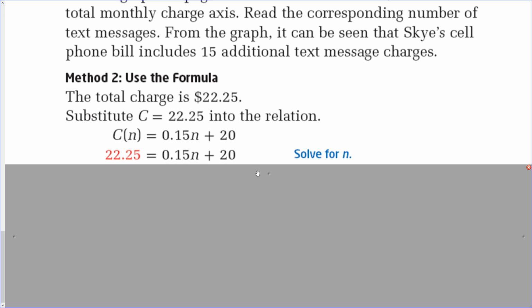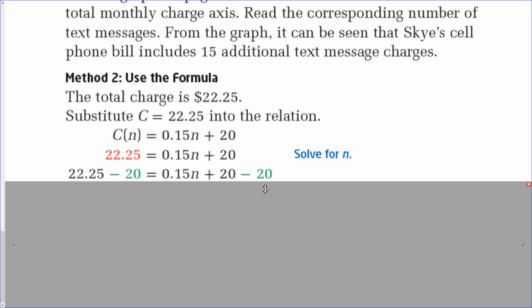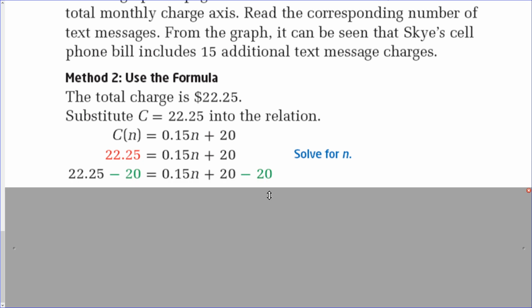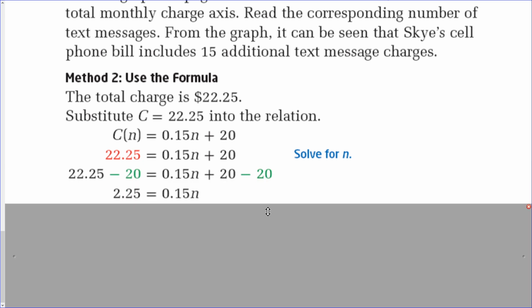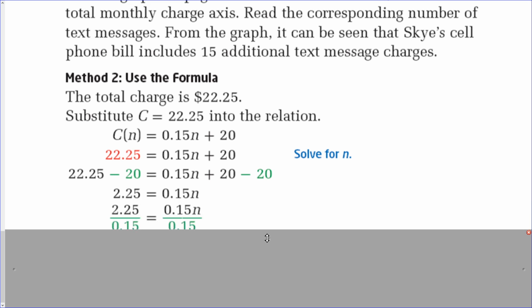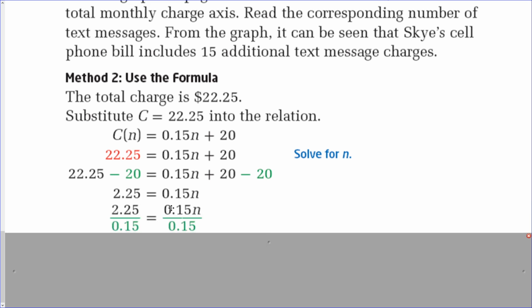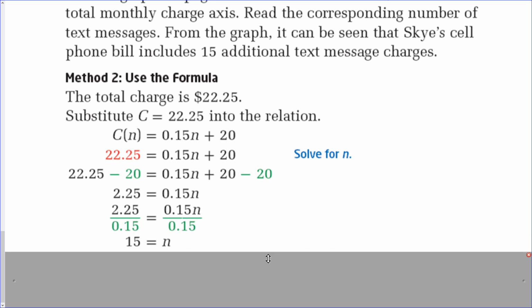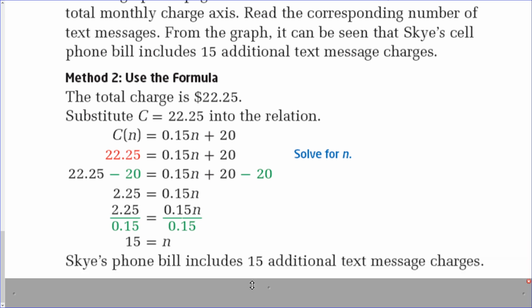First thing I need to do is subtract 20 from both sides. When I do that, the 20 on the right gets canceled out, and I have 22.25 minus 20, which leaves me 2.25. And 2.25 is equal to 0.15n. And then I just have to divide both sides by 0.15, and I'll find n. So 0.15 divided by 0.15 is, of course, just 1, leaving our n. And on the left side, 2.25 divided by 0.15 gives us the answer of, surprise, surprise, 15. Either way we do it, we find that Sky's phone bill includes 15 additional text message charges.